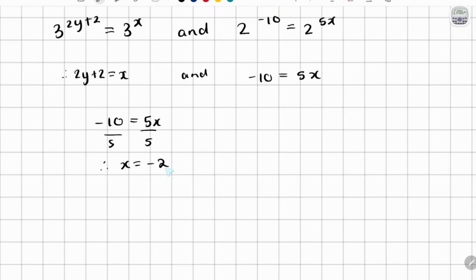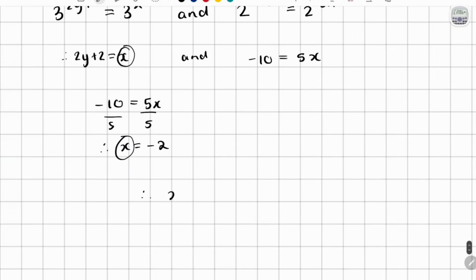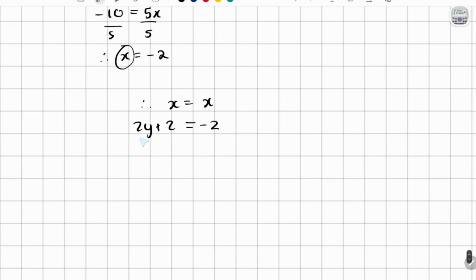And now that we've solved for x, we could substitute x into this to solve for y. Or you could just see that you have x, and you're just equating x and x. So I can just say x is equal to x. So therefore, 2y plus 2 is equal to this negative 2, since they're both x. And now we can go ahead and just solve for y.